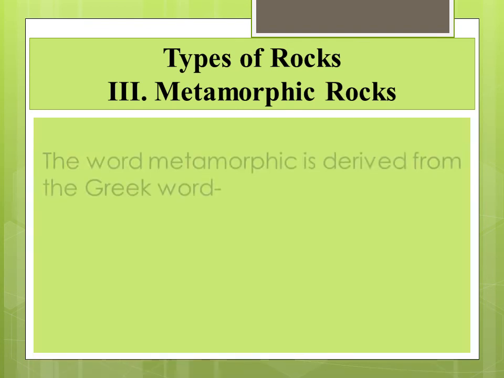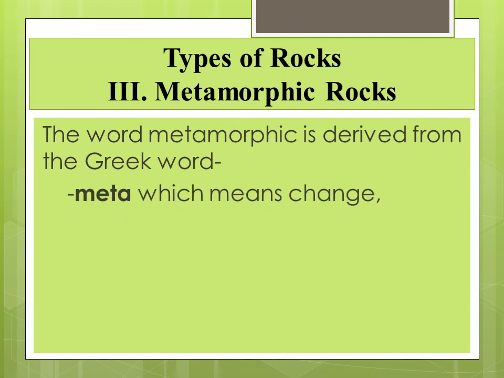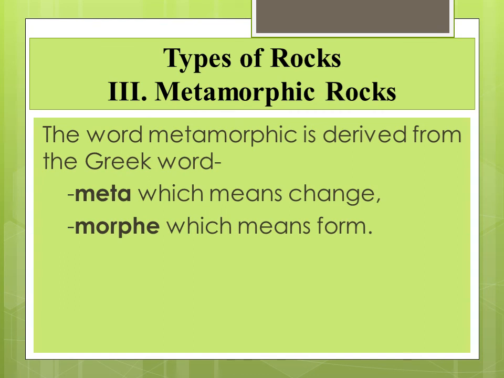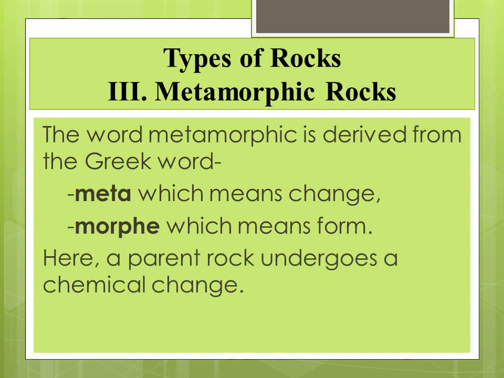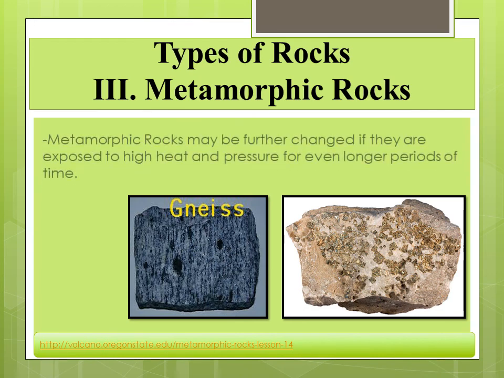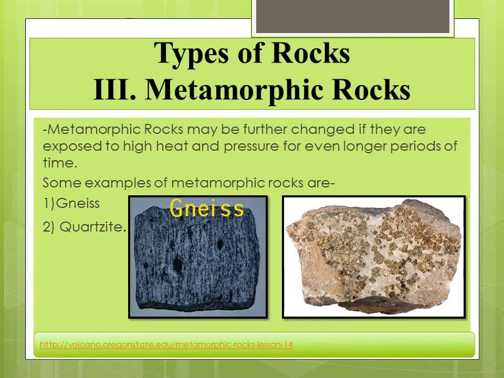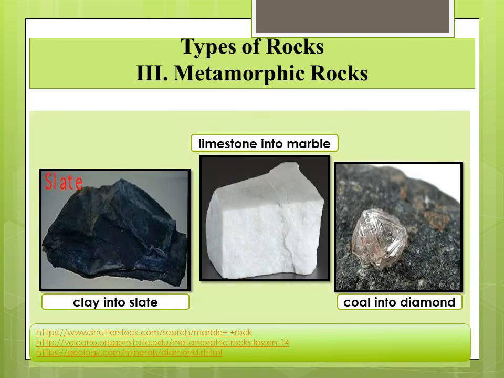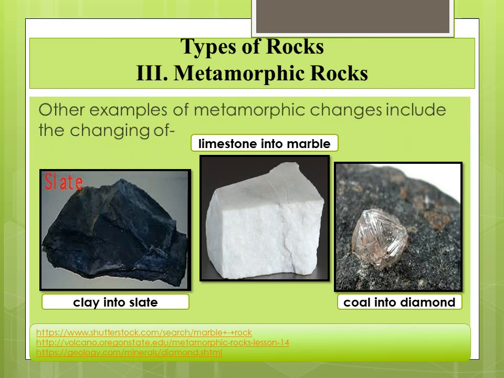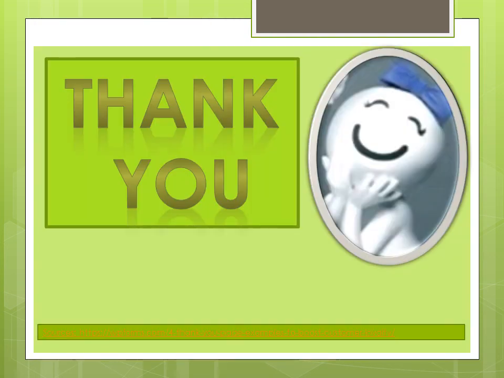The word metamorphic is taken from the Greek word meta, which means change, morph, which means form. Here, the parent rock, means igneous rocks, undergoes a chemical change. Metamorphic rocks may be further changed if they are exposed to high heat and high pressure for even longer periods of time. Some examples of metamorphic rocks are number 1, gneiss, number 2, quartzite. Other examples of metamorphic changes include the changing of clay into slate, limestone into marble, coal into diamonds.